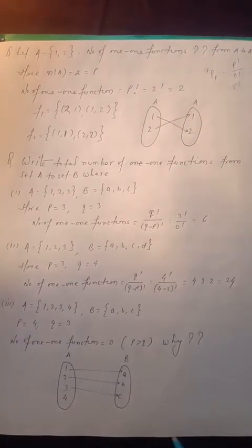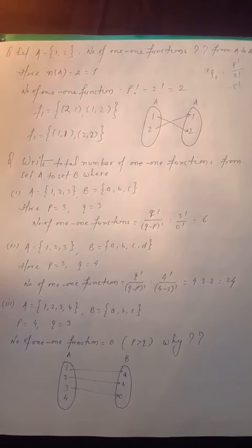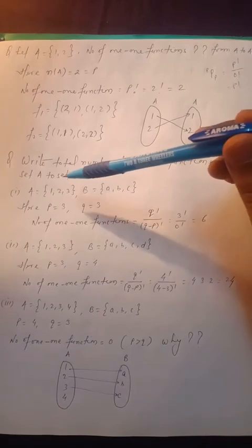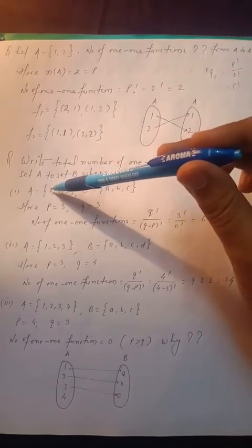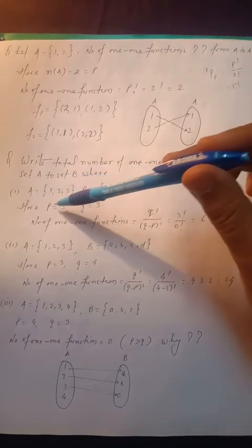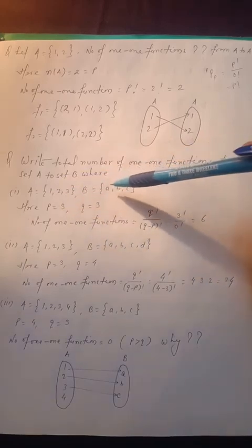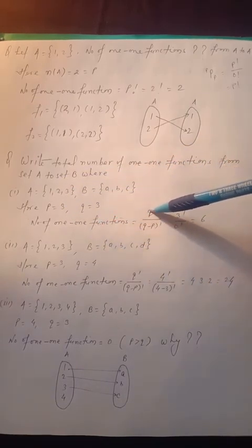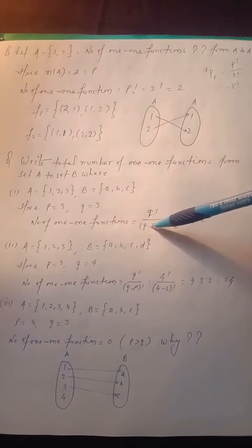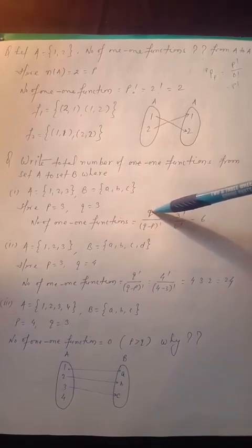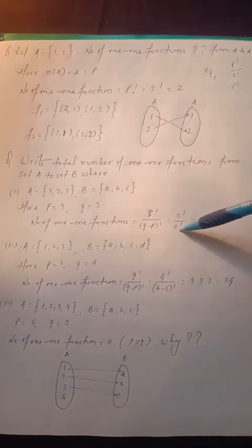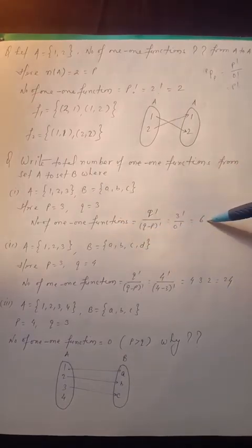Now here there are two sets A and B. We have to write the number of 1-1 functions. So here the number of elements in set A is 1, 2, 3. So the value of P is 3 and the value of Q is also 3. So the formula says Q factorial upon Q minus P factorial. So Q factorial is 3 factorial and P and Q are same, so it is 0 factorial. So the number of 1-1 functions is 6.